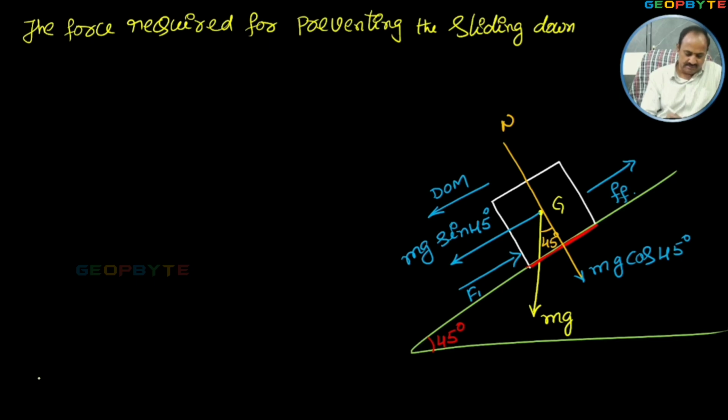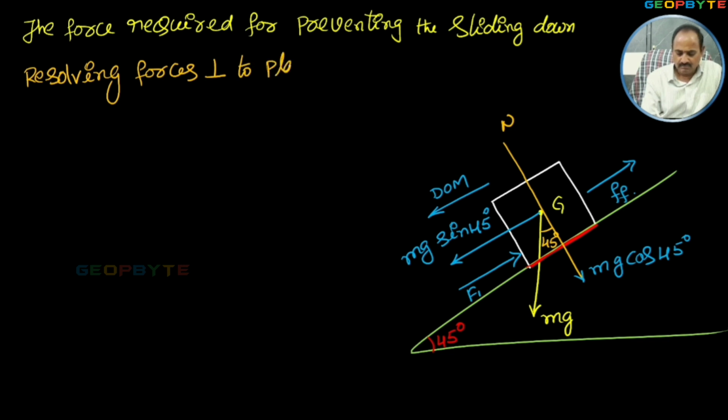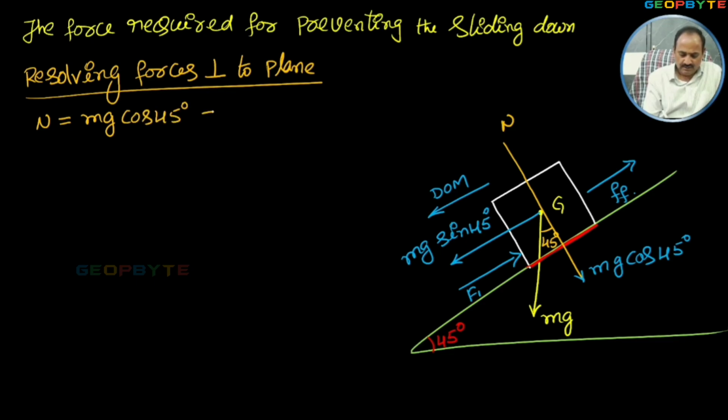Now let us resolve the forces. Very, very important problem. Resolving forces perpendicular to the plane, N must be equal to mg cos 45 degrees. It is equal to mg cos 45 degrees, 1 by root 2. Finally, N is mg by root 2.